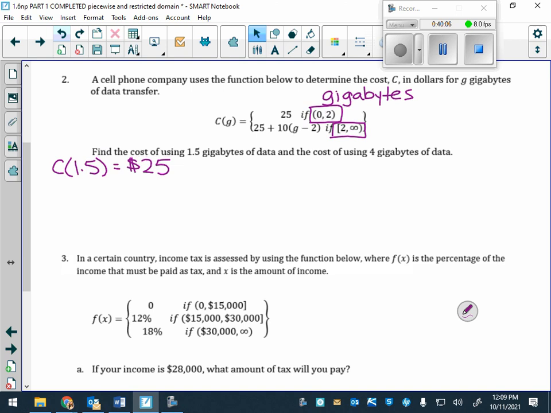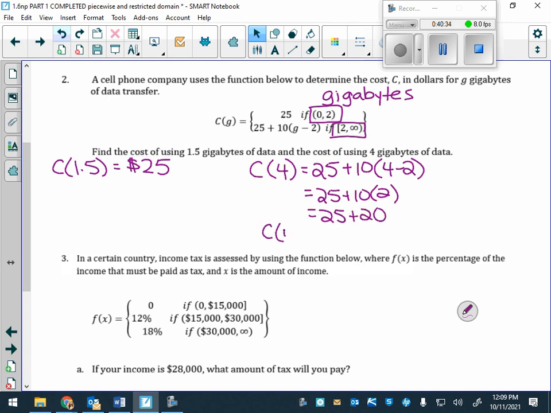Now the next one, how much would it cost for 4 gigabytes? Which equation would I use? Good. The second one, because it's greater than 2. So the cost of 4 gigabytes would be $45. So the equations are done for you. You're just reading the information given and then deciding which one to use.